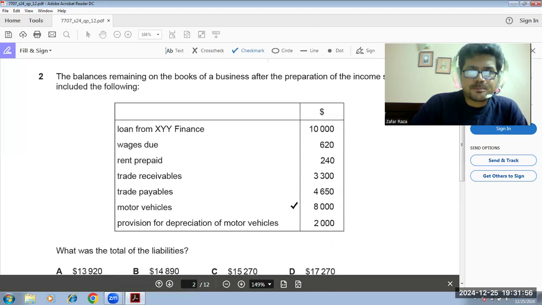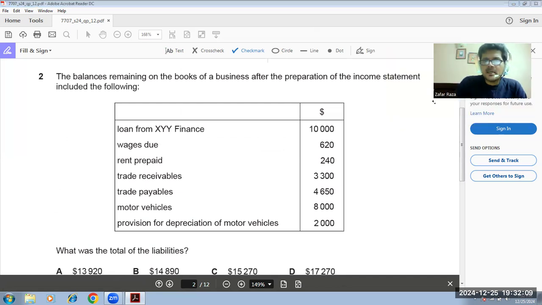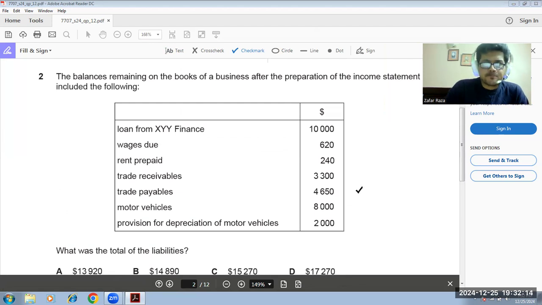Now, number two. The balances remaining on the books of a business after the preparation of the income statement included the following. What was the total liabilities? So we have to calculate the liabilities. Loan from XYY Finance, okay. Wages due, yes. Rent prepaid, no. Trade receivables, no. Trade payables, yes. Motor vehicles, no. Provision, not. Okay, there are only three liabilities we have.